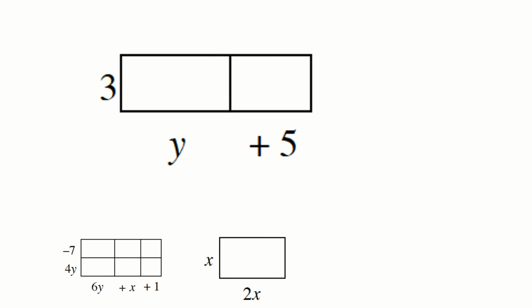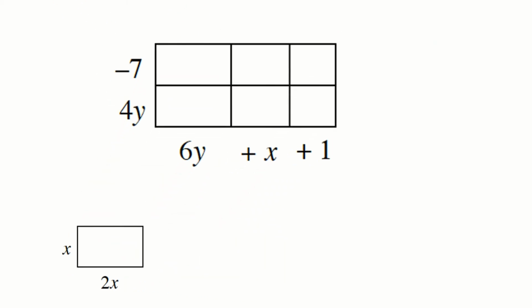Similarly here, this would just be the product of 3 times y plus 5. It's a nice way to model the distributive property. This is the simplest form of multiplying here, and definitely an area model is not needed, but the product is 3 times y and 3 times 5. So you can see that 3 times the quantity y plus 5 is 3y plus 15.